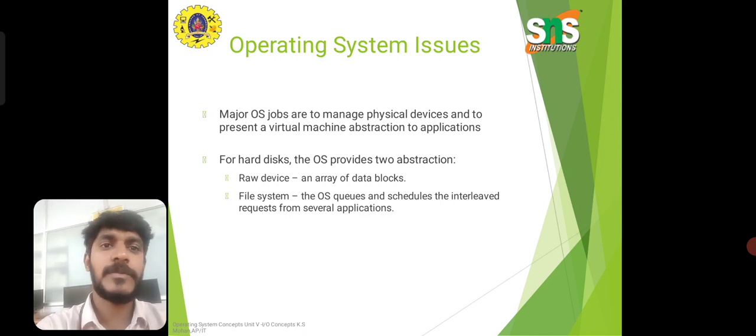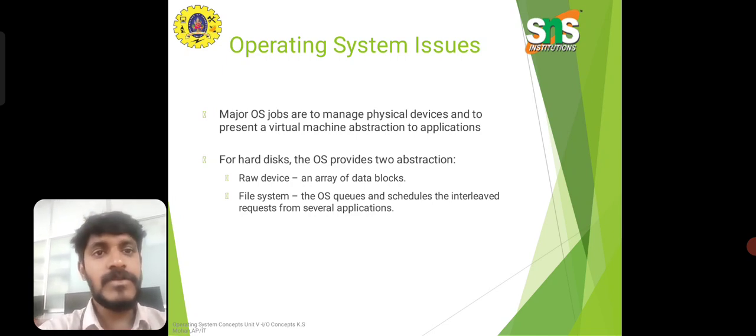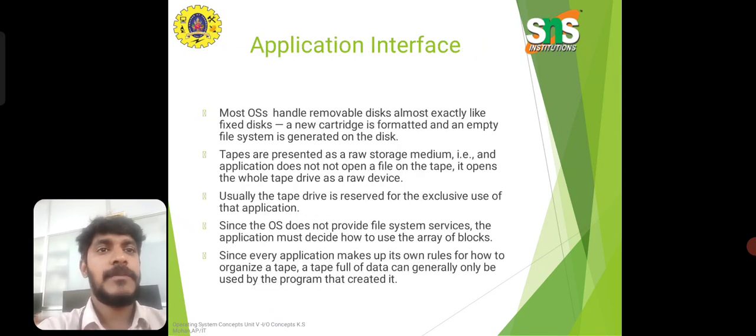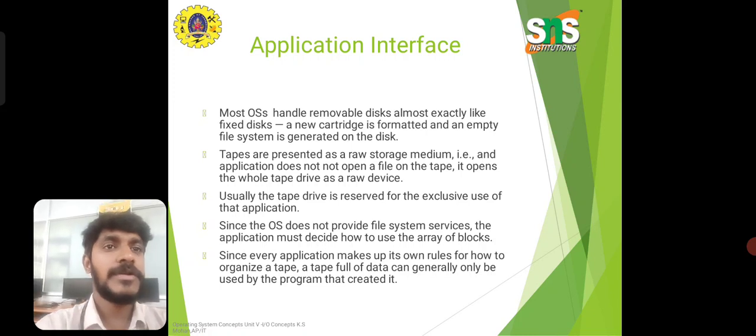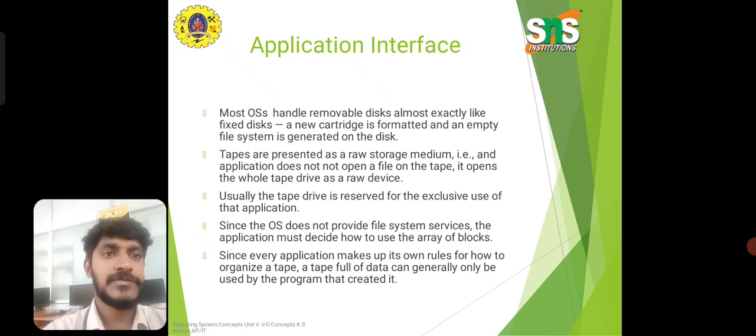The OS provides two abstractions: raw devices, an array of data blocks, and the file system, where the OS queues and schedules the interleaved requests from several applications. So: raw devices, file system, etc. Then the application interface: most OSs handle a removable disk almost exactly like a fixed disk. A new cartridge is formatted and an empty file system is generated on the disk.